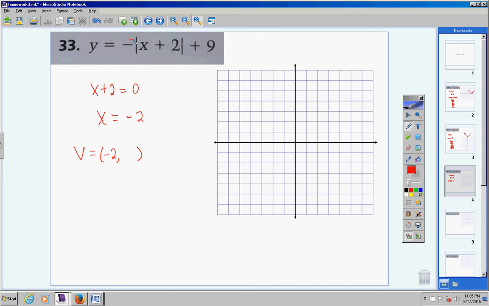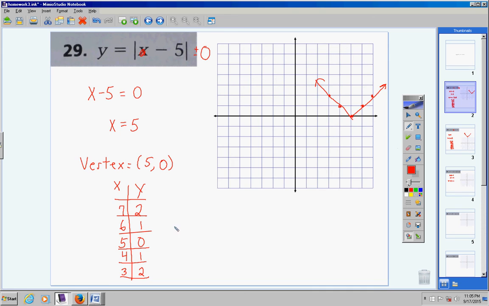If there would have been a negative 2 here, that has nothing to do with it, because that negative 2 is being multiplied times the absolute value. I'm looking for a number that's being added or subtracted directly to the absolute value, and that's a positive 9. So there's my vertex.